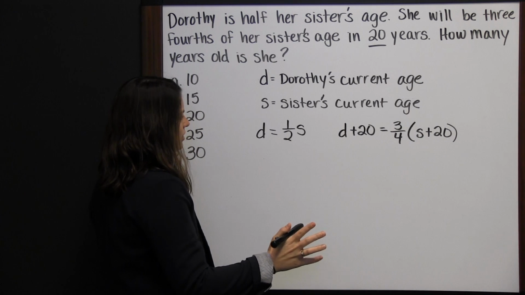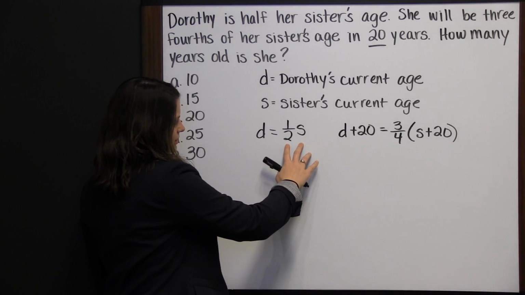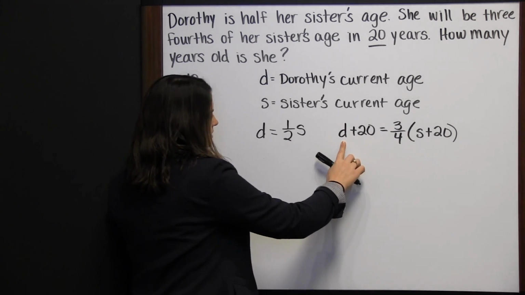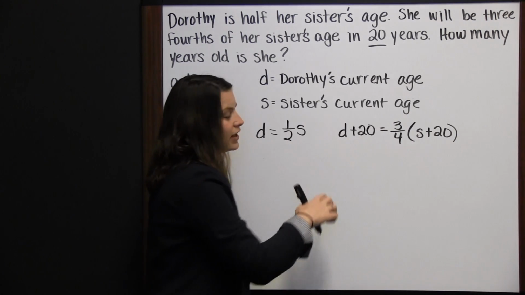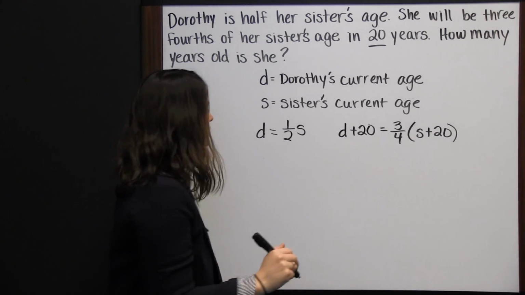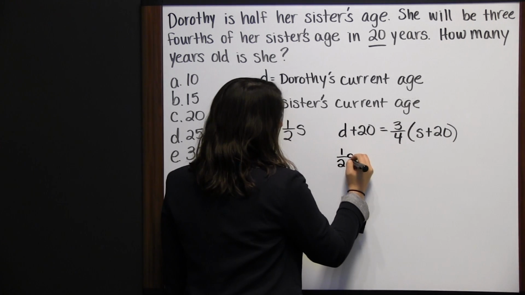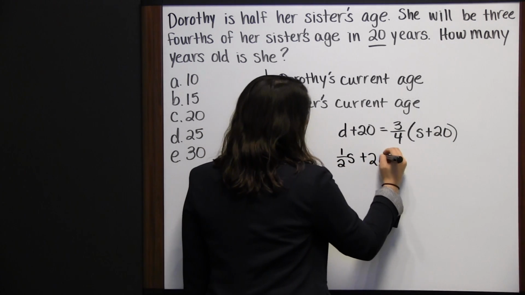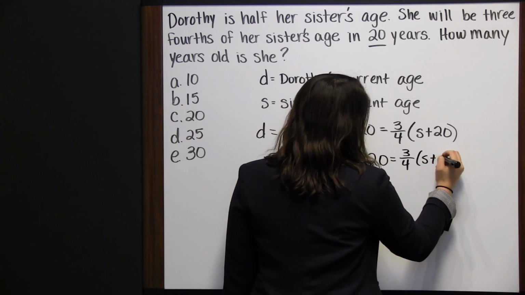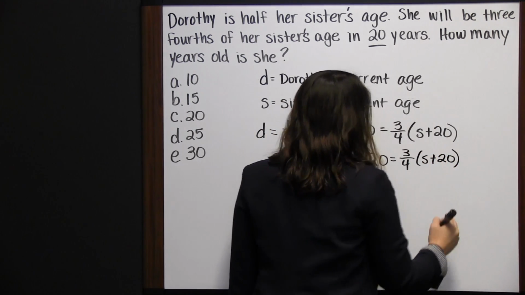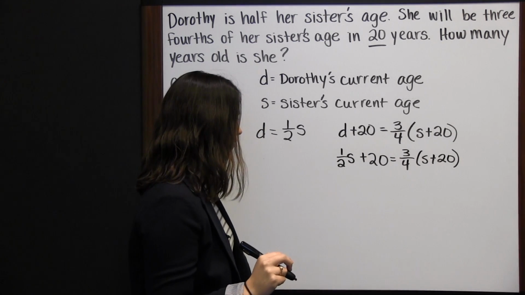But the first thing I notice is that since I know that D is 1/2 S, I can replace D in this equation with 1/2 S, and that's called substitution. So that's the method I'm going to use. I'm going to replace D with 1/2 S plus 20 equals 3/4 times the quantity S plus 20. Well, from here we have lots of options for solving.